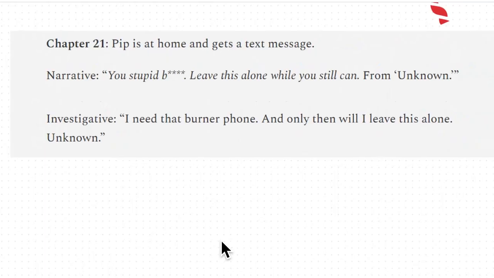In chapter 21, Pip is at home and she gets a text message, which is, "You stupid bitch, leave this alone while you still can," from unknown. Note that this happens a couple chapters after she talks to Becca, and she was just staking out someone that Becca is dating.